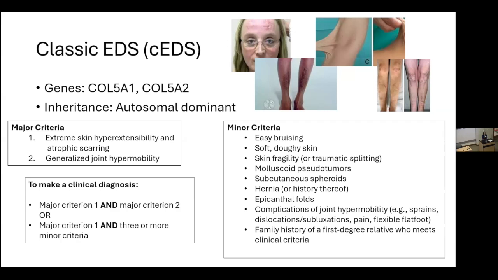Now, in the interest of time today, I am not going to read all the minor criteria for each of these 12 types of EDS, but they're there. The slides will be available to you, and so you will have them if you wish.